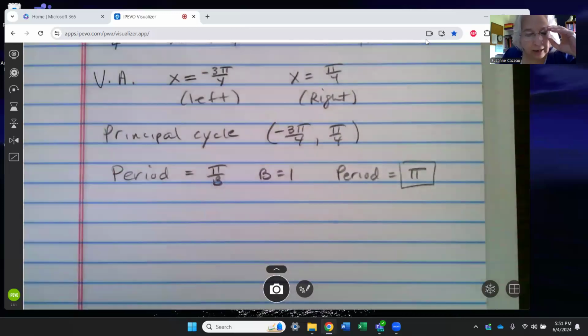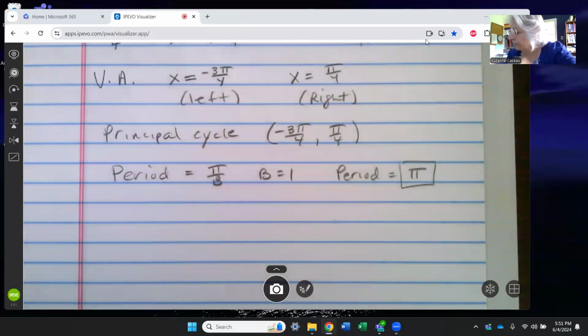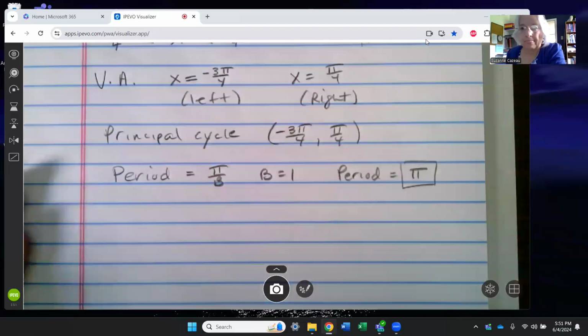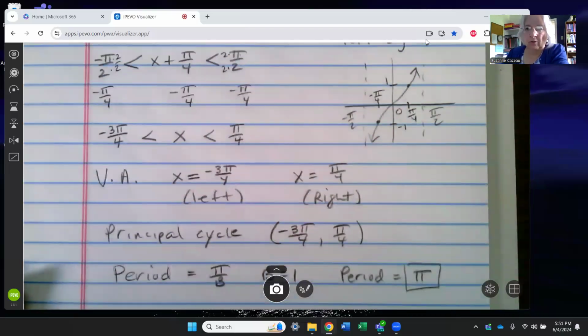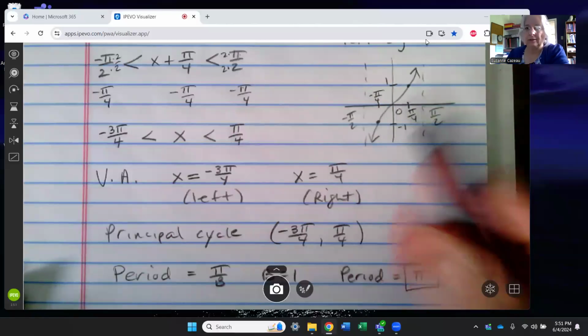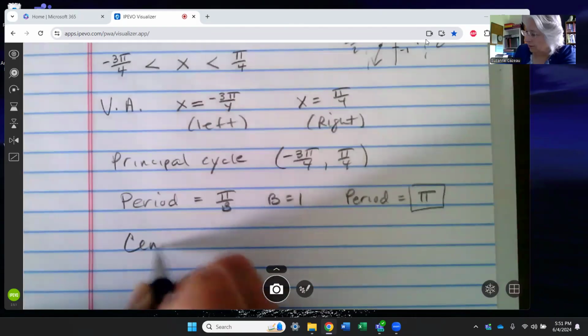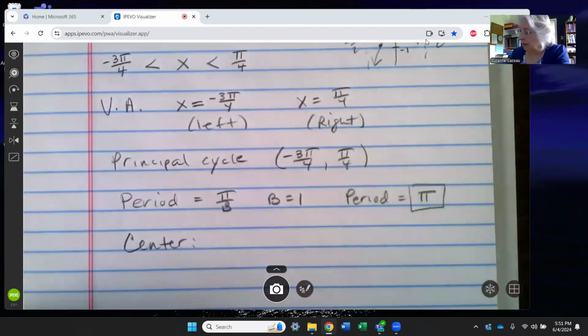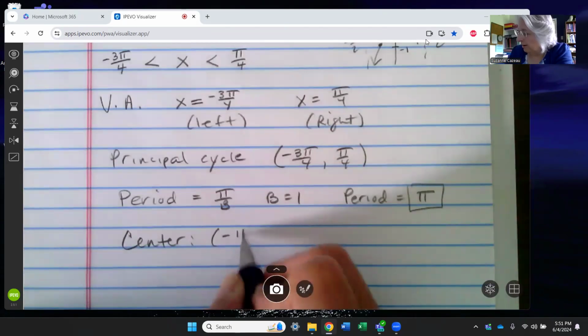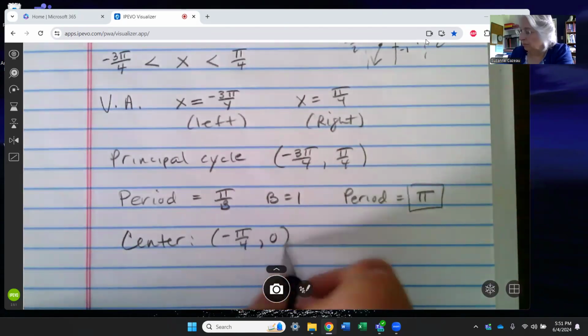Left vertical asymptote, right vertical asymptote, and then the center, and then the halfway points. Okay. So the center then, well, guess what? We shifted the whole thing to the left by pi over 4, so the center is going to be negative pi over 4, 0.